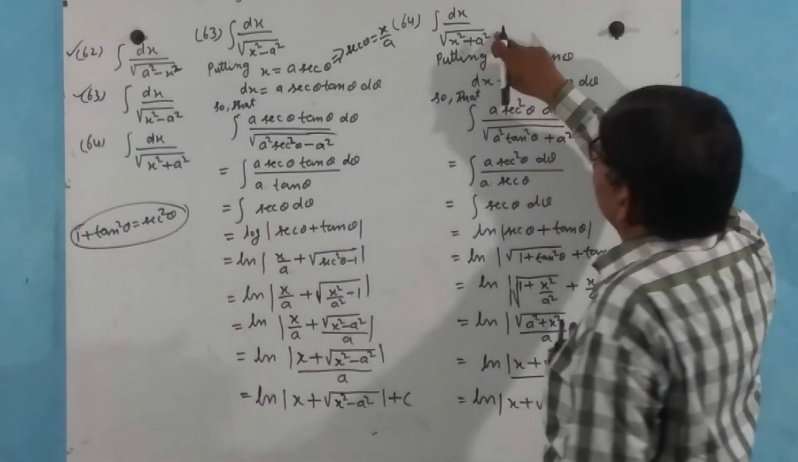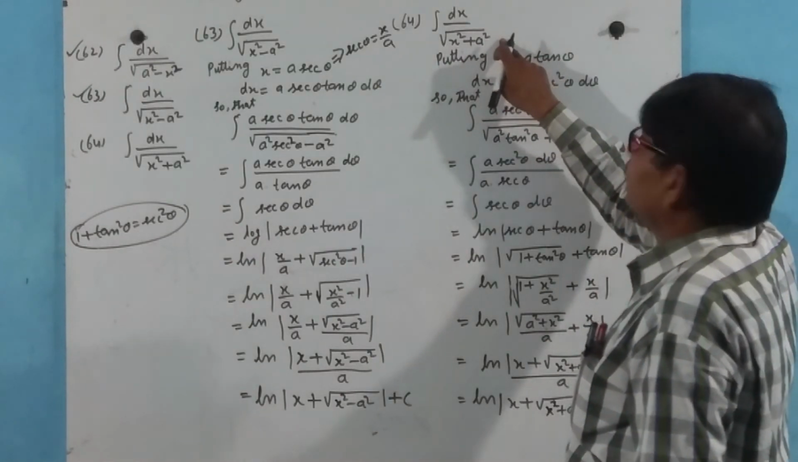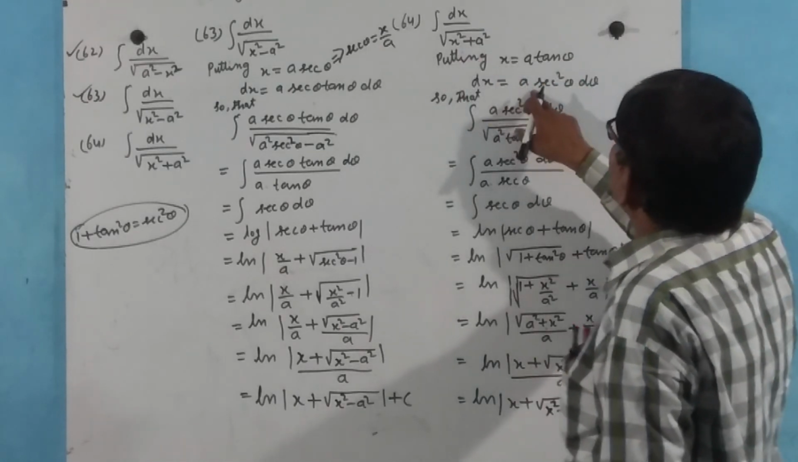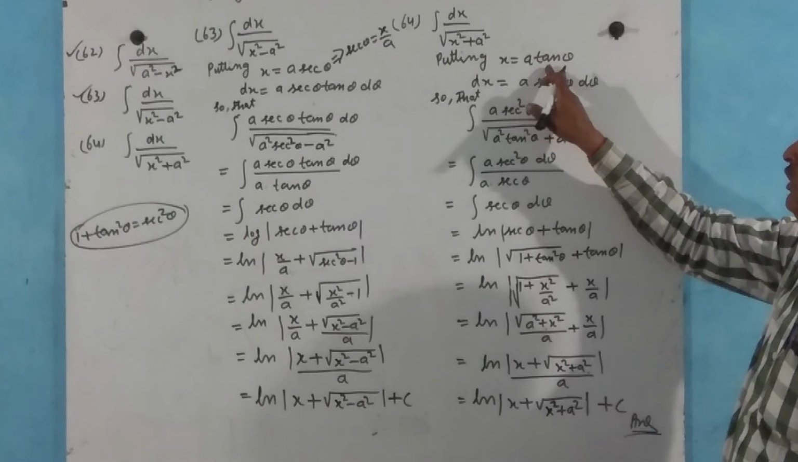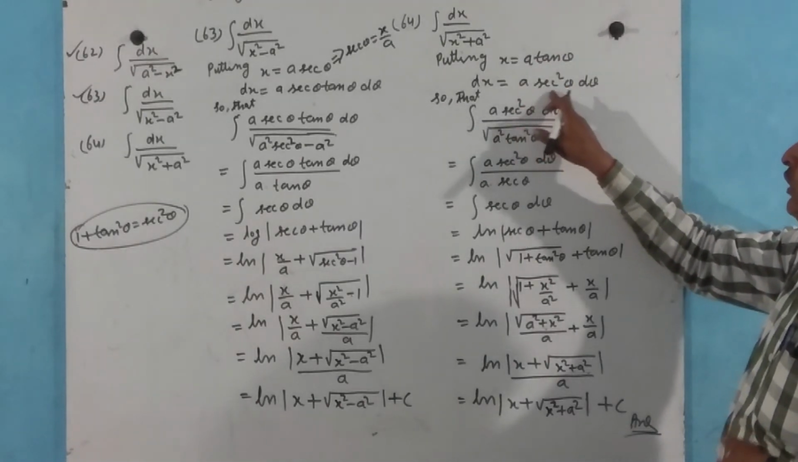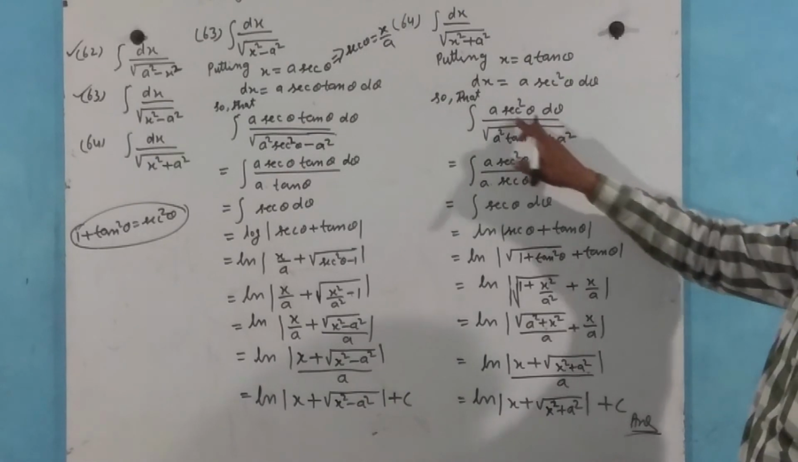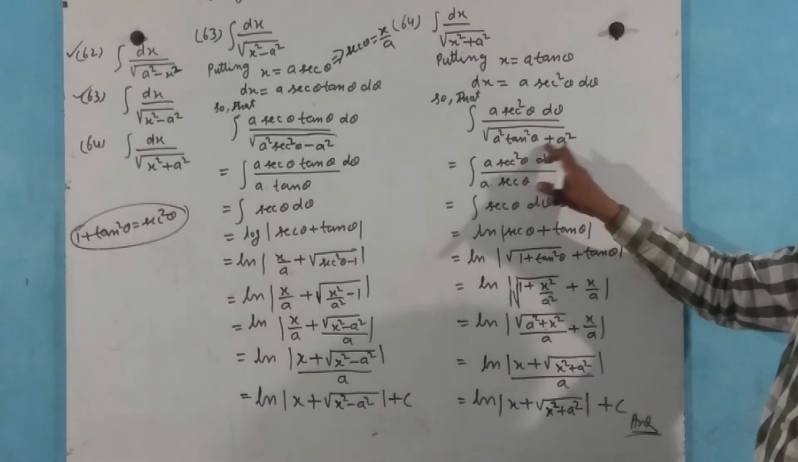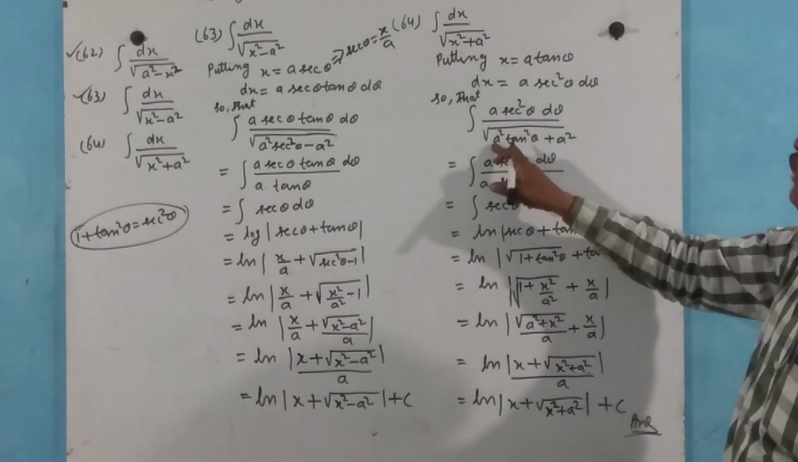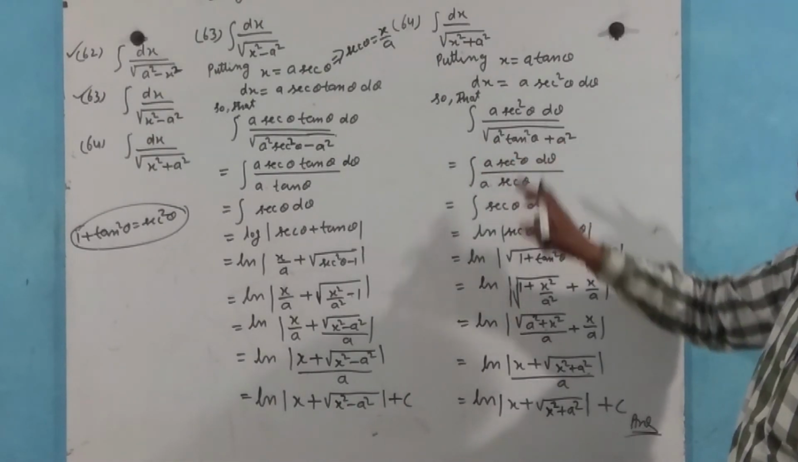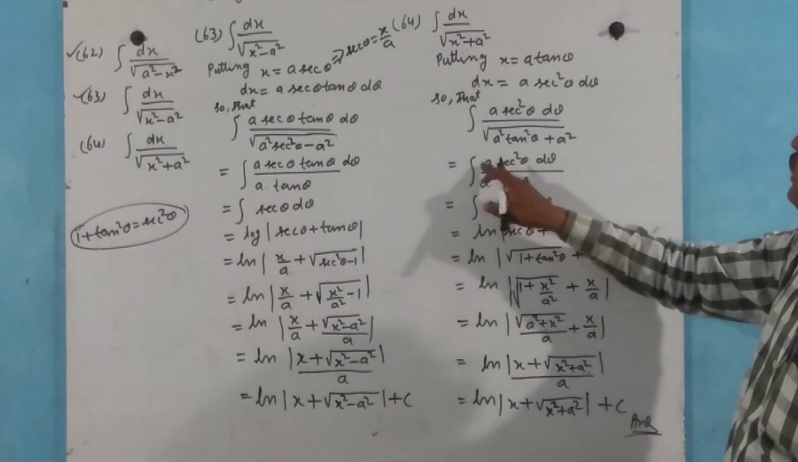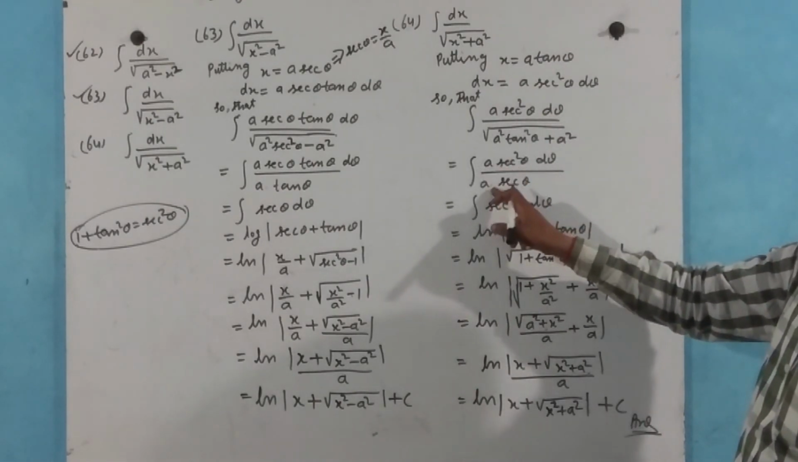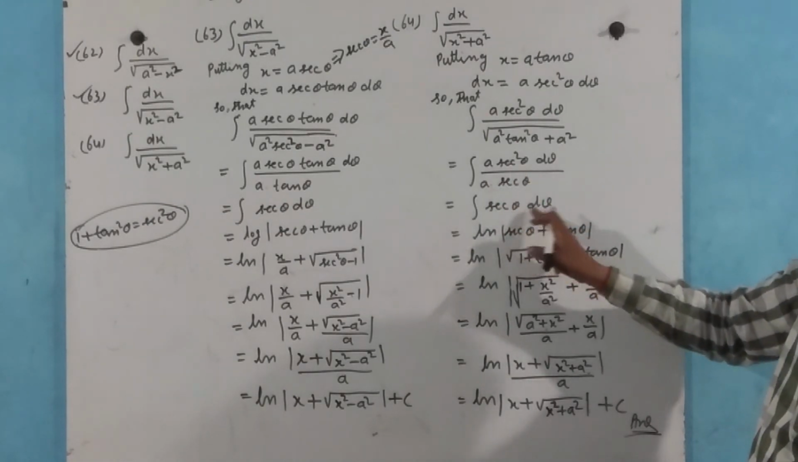In this case, using 1 plus tan square theta equal to sec square theta, we put x equal to a tan theta, so that dx equal to a sec square theta d theta. Putting the value of this, here we have a square tan square theta plus a square. A square taken common, and here comes a times 1 plus tan square theta, equal to sec square theta. So that a sec square theta d theta divided by a sec theta, so a cancels and here is only sec theta.